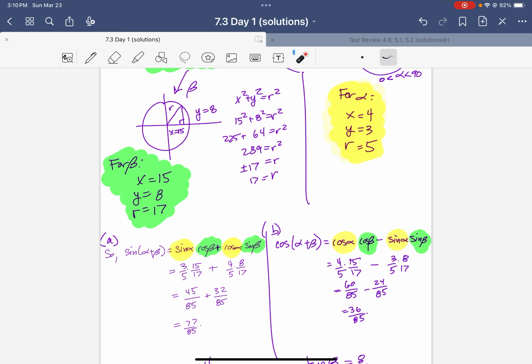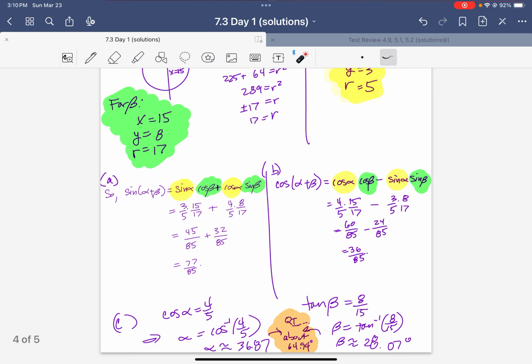Cosine of alpha plus beta is cosine, cosine, sine, sine, with a different middle sign because it's not the same. It's not an s here. When we use our information for cosine, we find these two. Use our information for sine, and we find these two. And we get 36/85 in the end. Double check me on that.